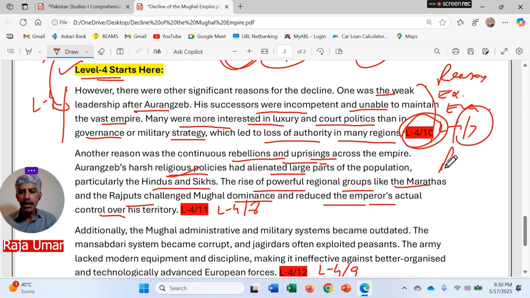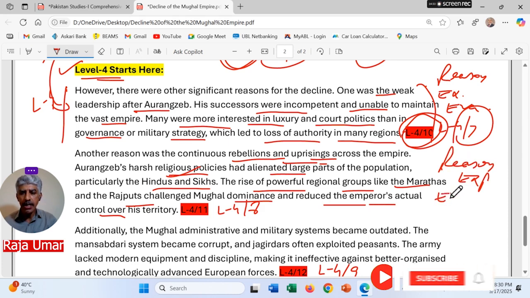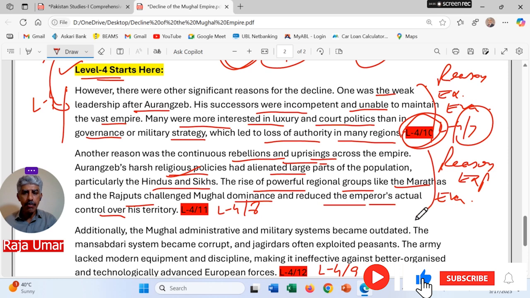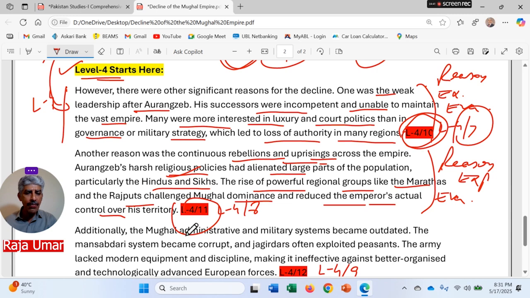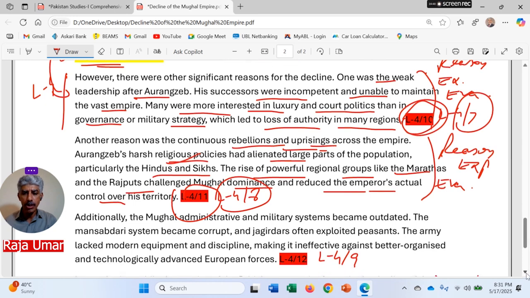So again, reason, its explanation, and its evaluation are there in a single paragraph. So it means that you have reached level 4, 11th mark, and if it is a 10 marks question, level 4, 8th mark will be awarded to you up to this point.